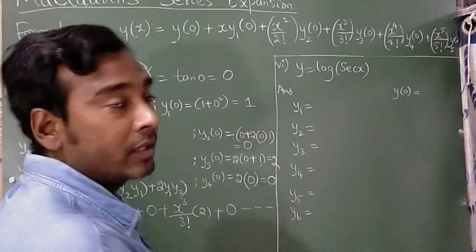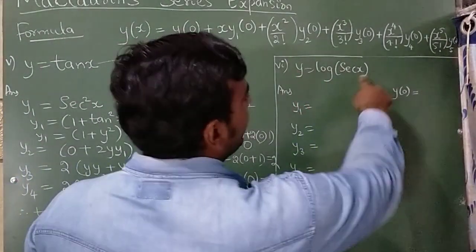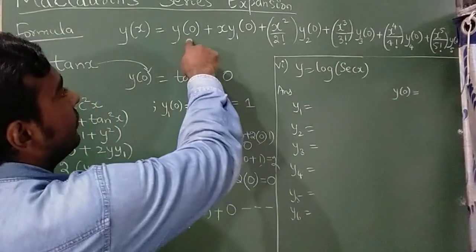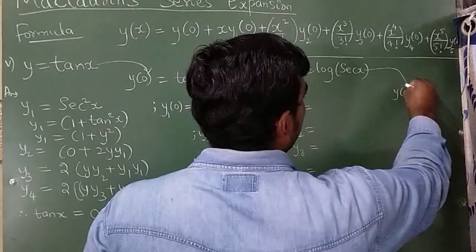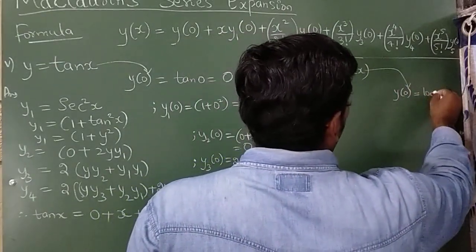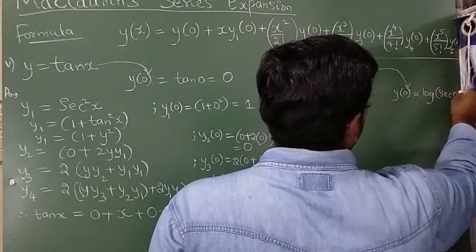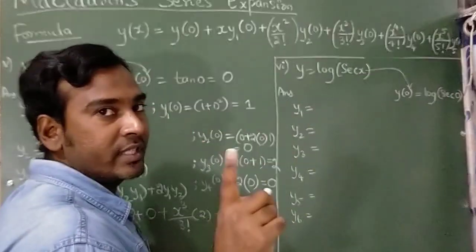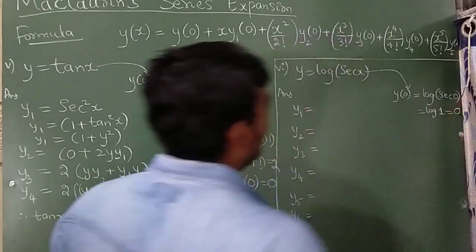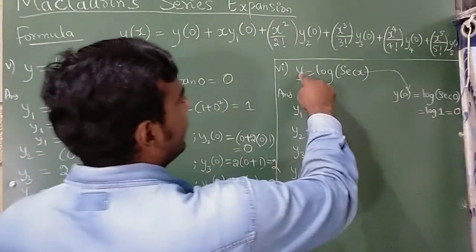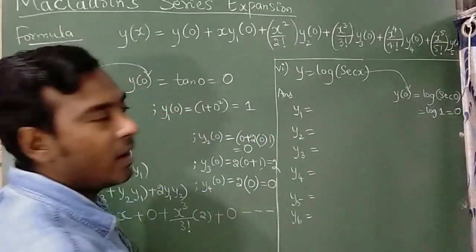Now sixth question, y is equal to log of secant x. Now as per the formula, y of 0, it means in place of x I need to substitute 0. So log of secant 0, secant 0 value is 1, so log of 1 is 0. Fine. Now if I differentiate this y, then I'll get y1.